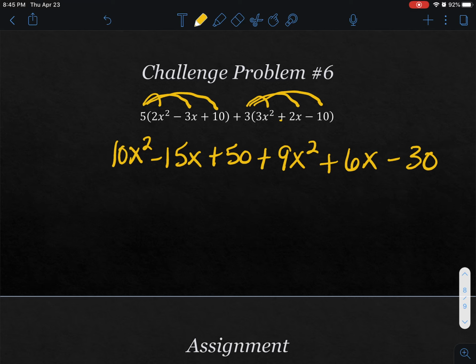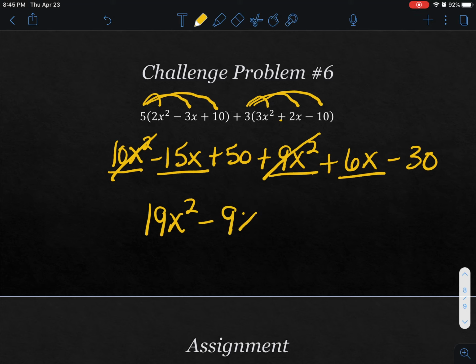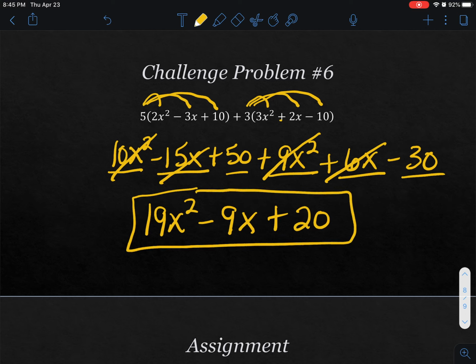So now we just combine like terms. So I can add 10x squared and 9x squared to give me 19x squared. I can add negative 15x and 6x, which would be negative 9x. And 50 and negative 30 is 20, so plus 20. So 19x squared minus 9x plus 20 is my answer.